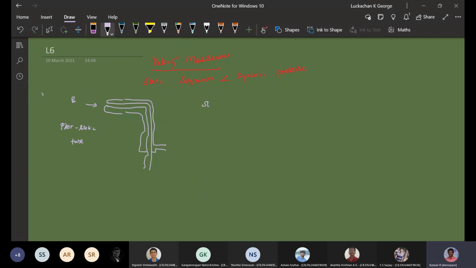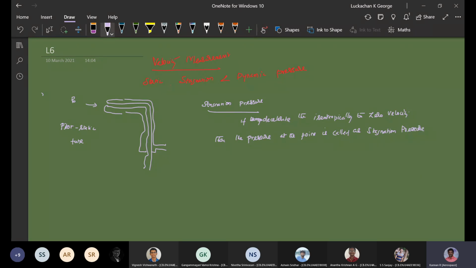So what do you mean by stagnation pressure? Already we have defined that. If you decelerate the flow isentropically to zero velocity, then the pressure at that point is called the stagnation pressure.